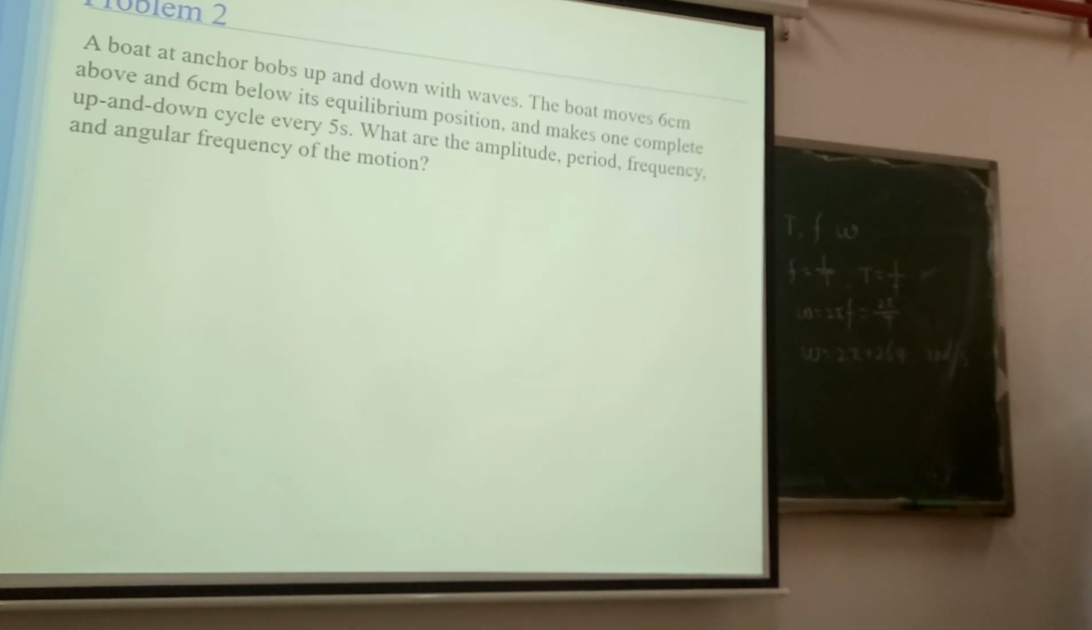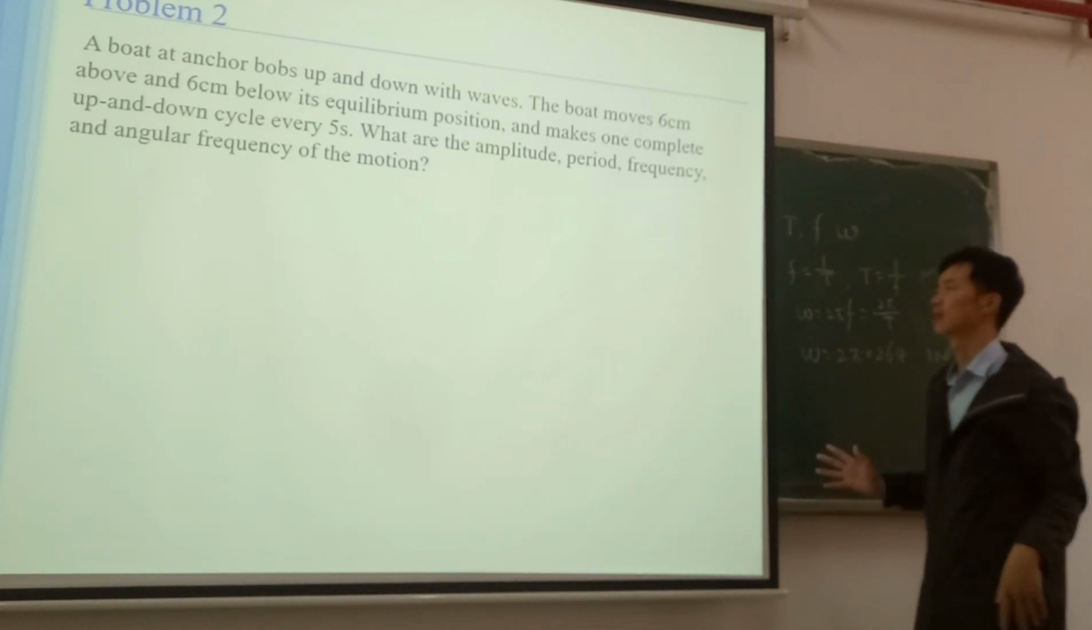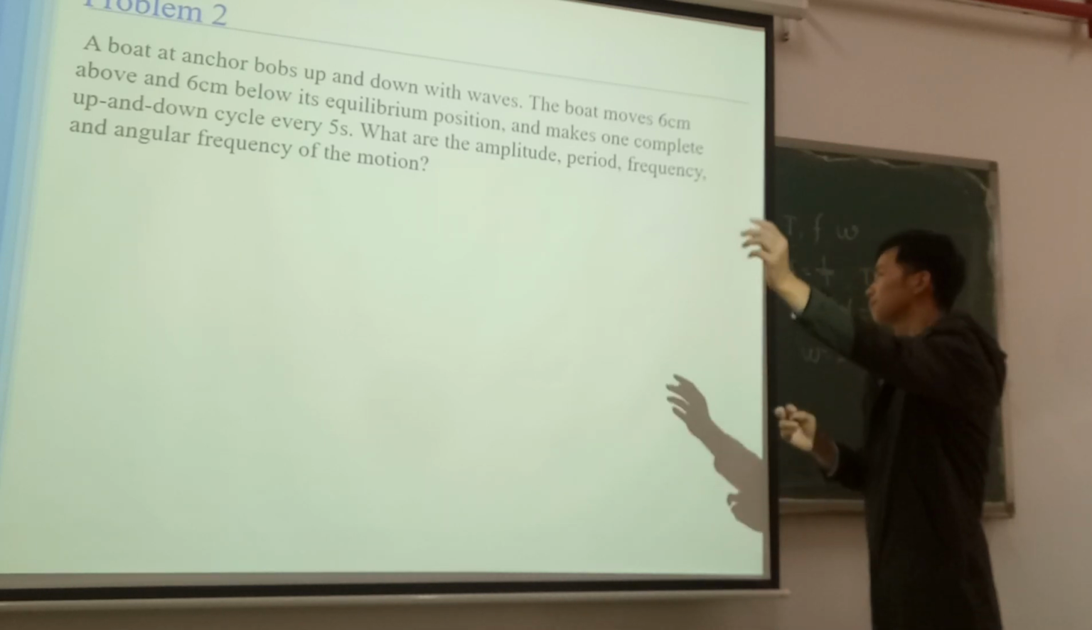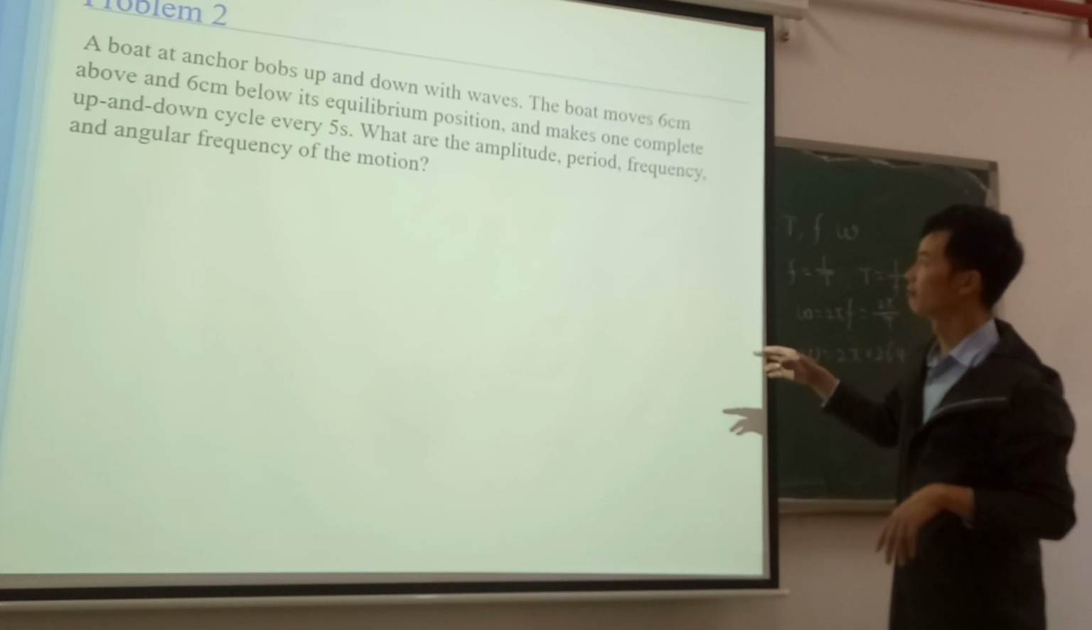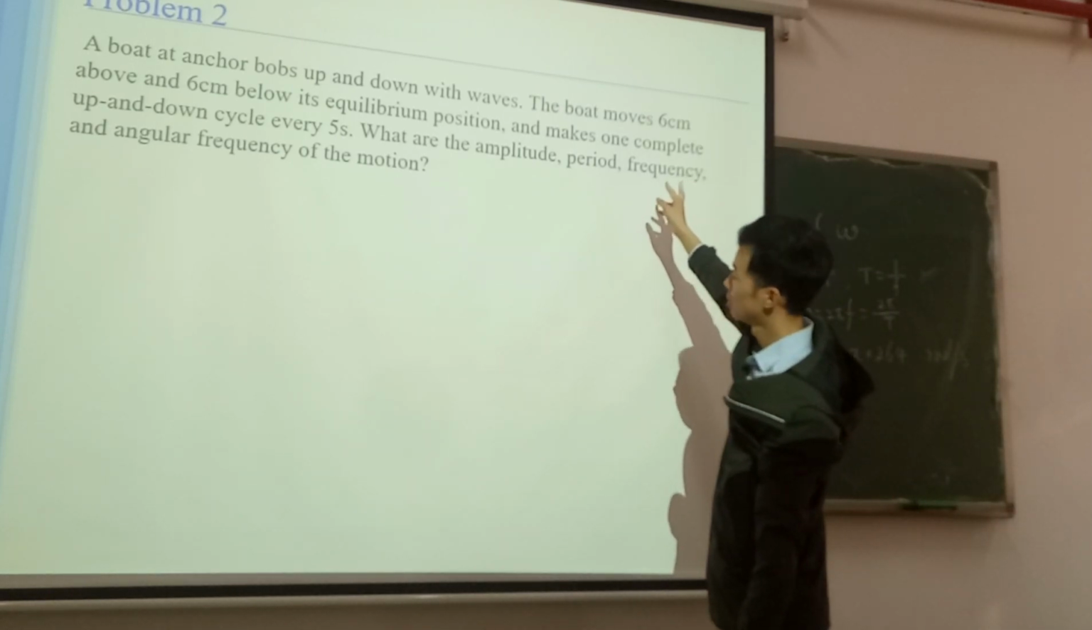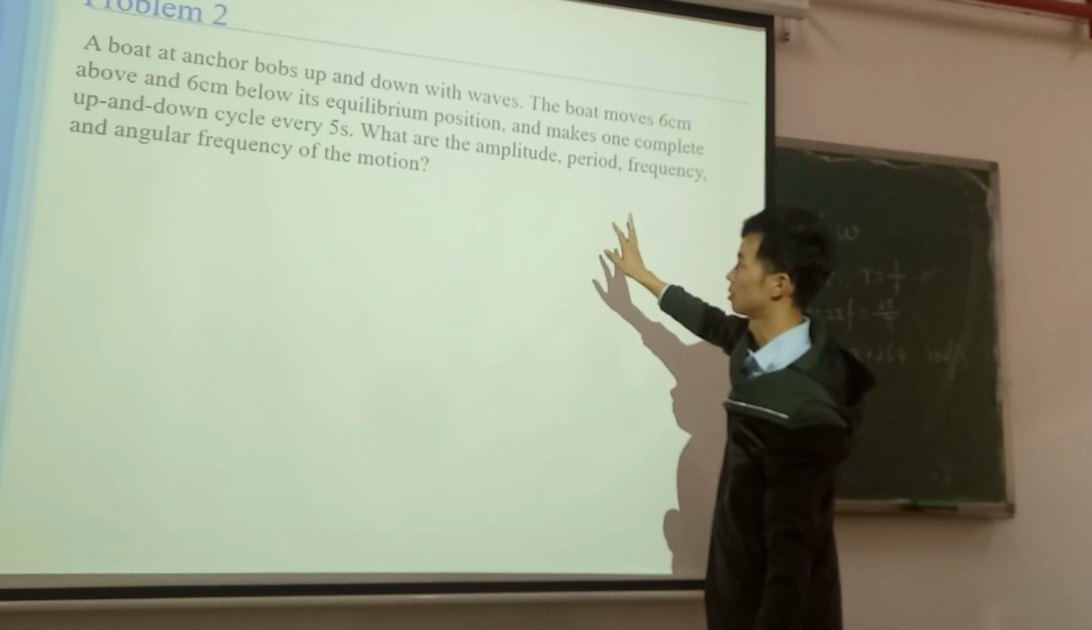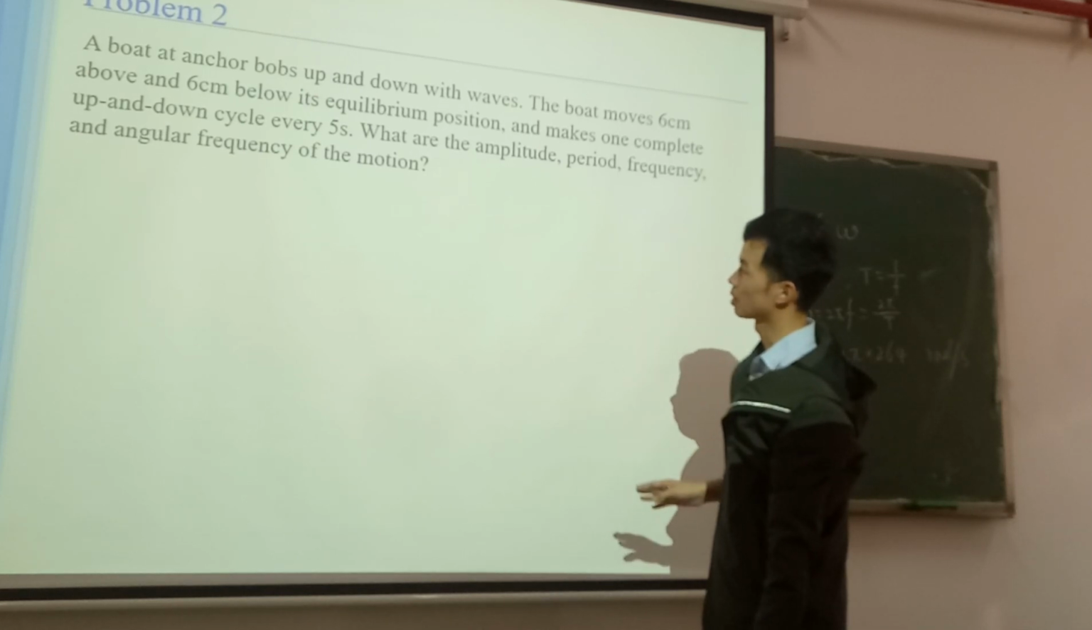Look at this. A bottle and anchor bounce up and down with the waves. The bottle will move 6 cm above and 6 cm below its equilibrium position, and makes 1 complete up and down cycle every 5 seconds. What are the amplitude, period, frequency, and angular frequency of this motion? So we are asked to find the four quantities, and we already know the bottle moves 6 centimeters above and 6 centimeters below its equilibrium position, and makes 1 complete up and down cycle every 5 seconds.